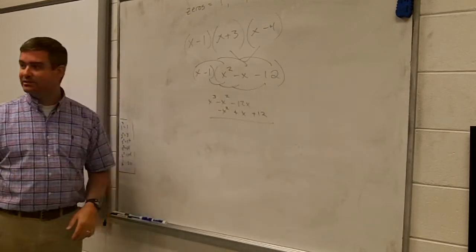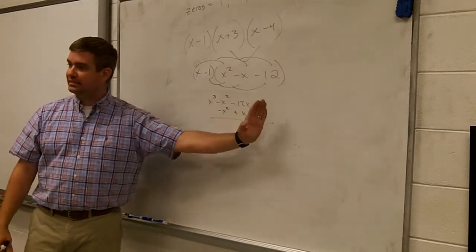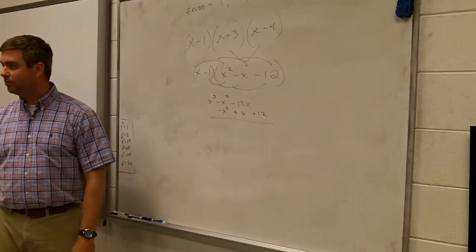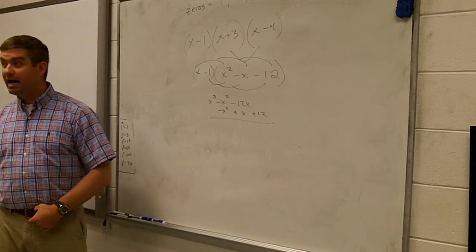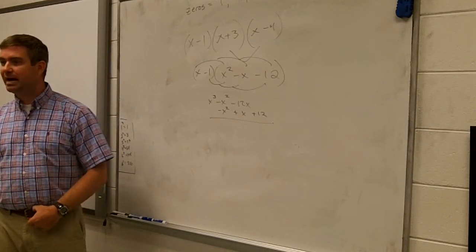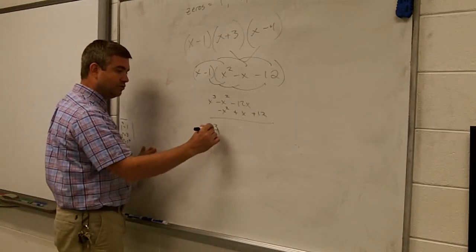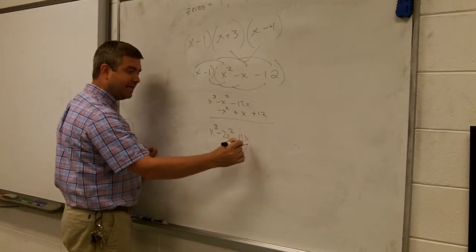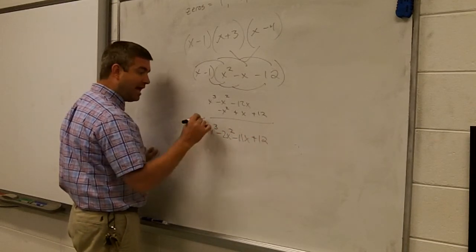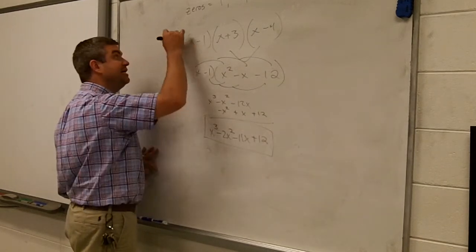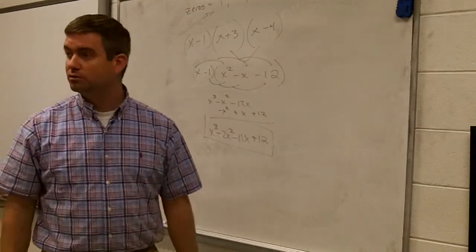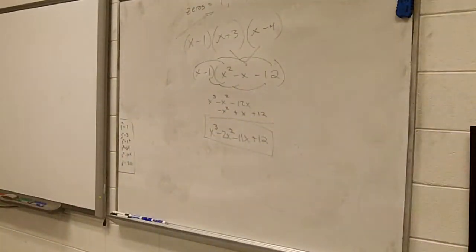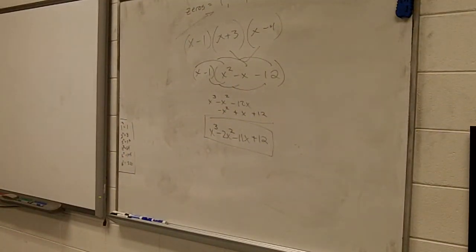See how I stacked my like terms? x cubed, x squared, x, and no x. That makes it very easy to do this last step. What's my last step here? Combining like terms. So I get x cubed minus 2x squared minus 11x plus 12. And this polynomial gives you those three roots. If I give you the roots, what do you have to be able to do? Go backwards and tell me what the polynomial is that gives you those three roots.